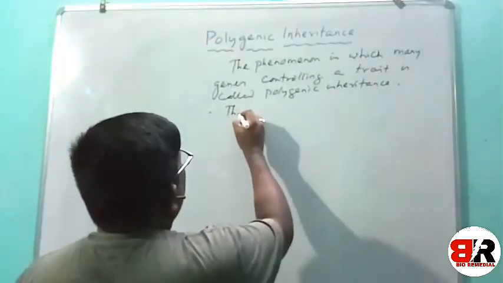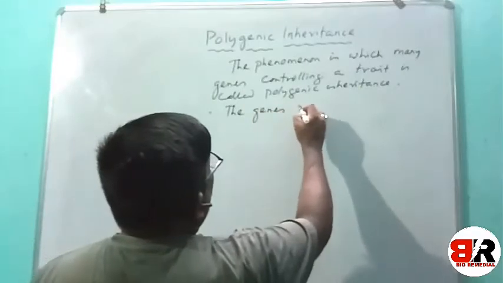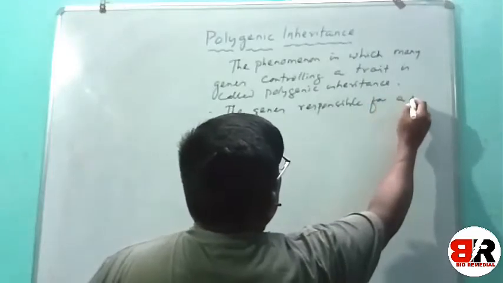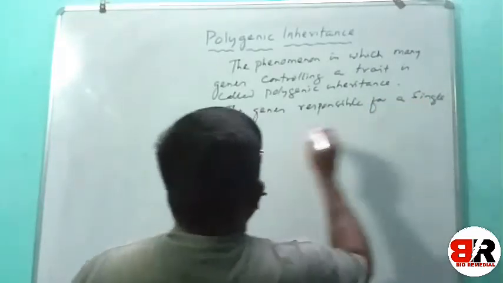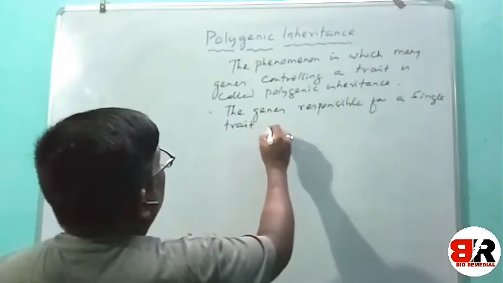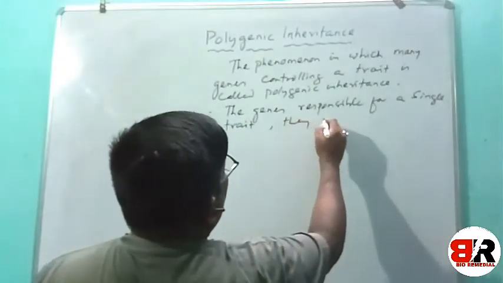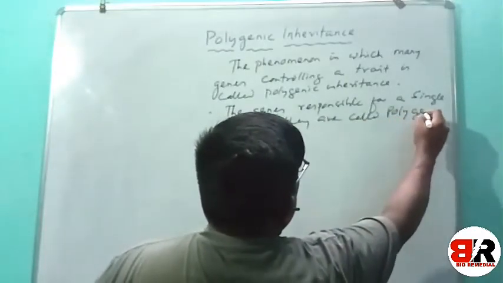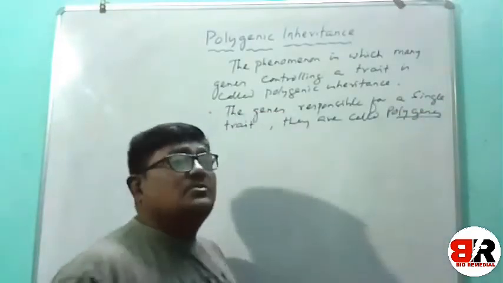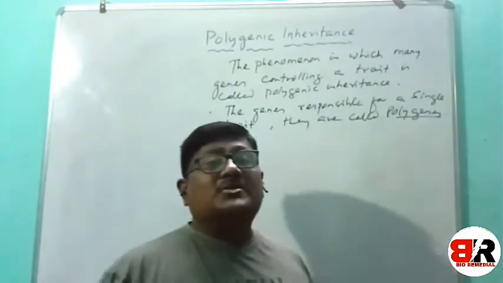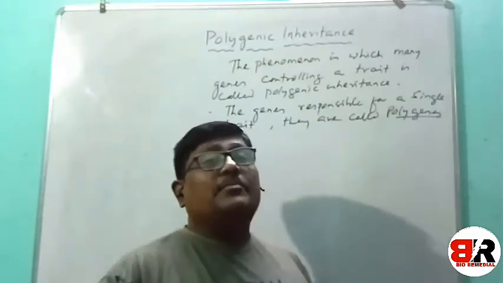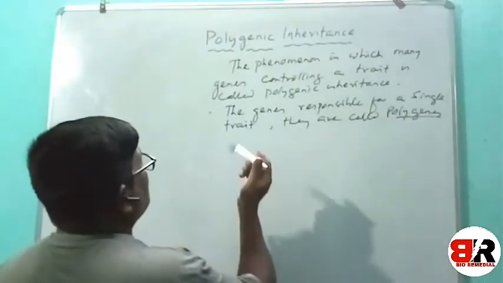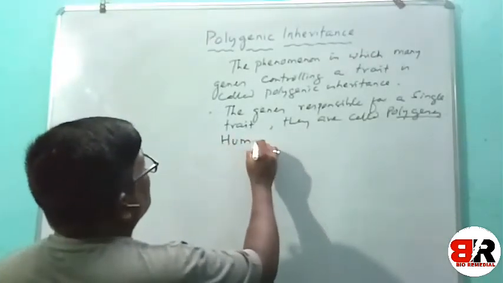So the genes controlling a single trait are called polygenes. This phenomenon is opposite to pleiotropy, many genes controlling a character. We can take an example of human skin color. Students, let us take an example, human skin color.